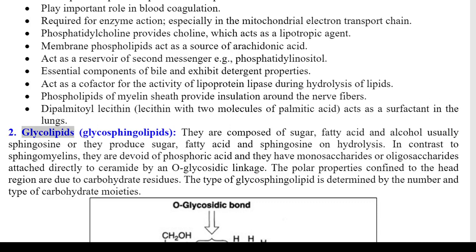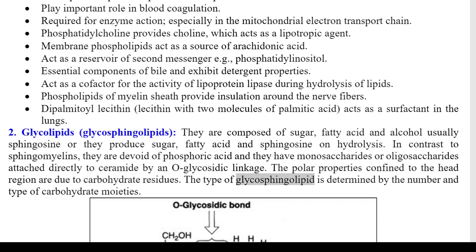2. Glycolipids, glycosphingolipids. They are composed of sugar, fatty acid, and alcohol, usually sphingosine, or they produce sugar, fatty acid, and sphingosine on hydrolysis. In contrast to sphingomyelins, they are devoid of phosphoric acid and they have monosaccharides or oligosaccharides attached directly to ceramide by an O-glycosidic linkage. The polar properties confined to the head region are due to carbohydrate residues.